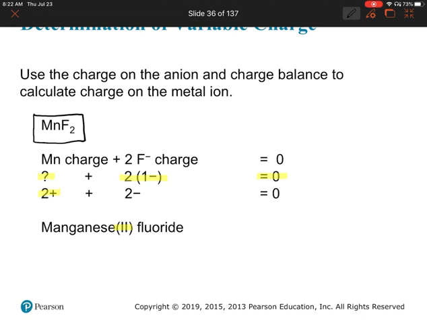Now, another way that I like to do this, if you're more visual, is to write out what I have. So I have 1 manganese ion and 2 fluoride ions, and I know that each of the fluoride ions is negatively charged. So that gives me a total of -2. And I know that manganese has to balance that charge, so it must be +2. That's another way that you could figure it out instead of doing a mathematical equation. It just depends on how you best understand the information.